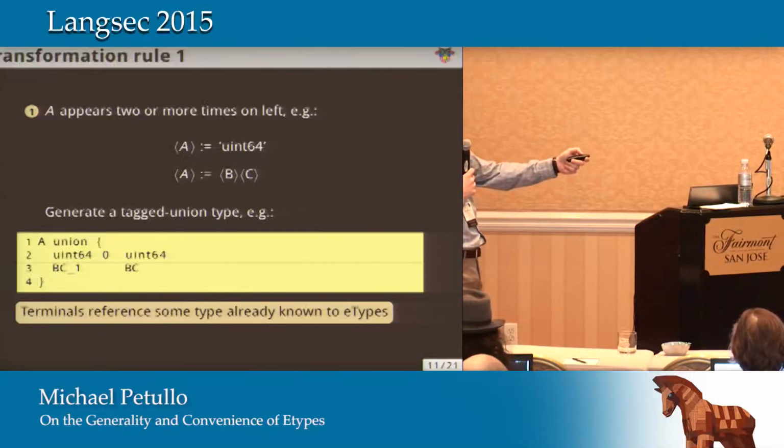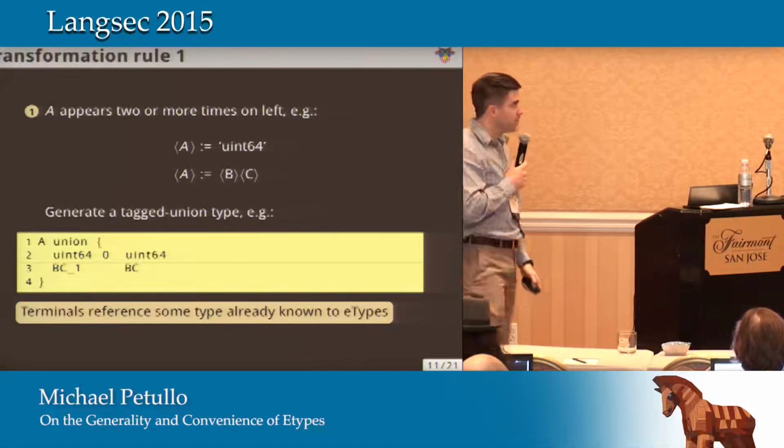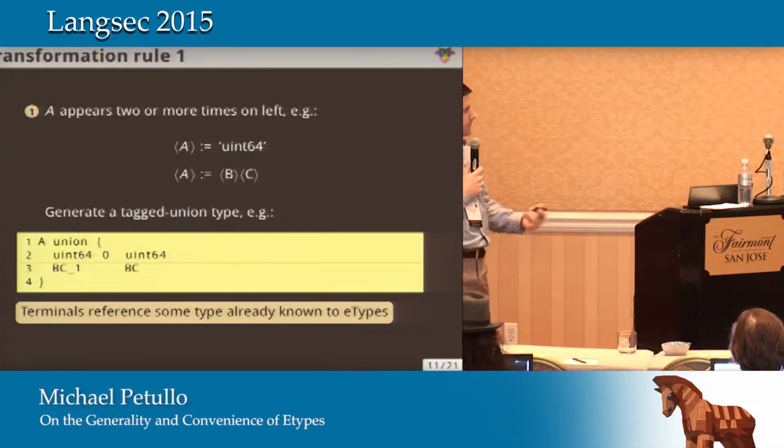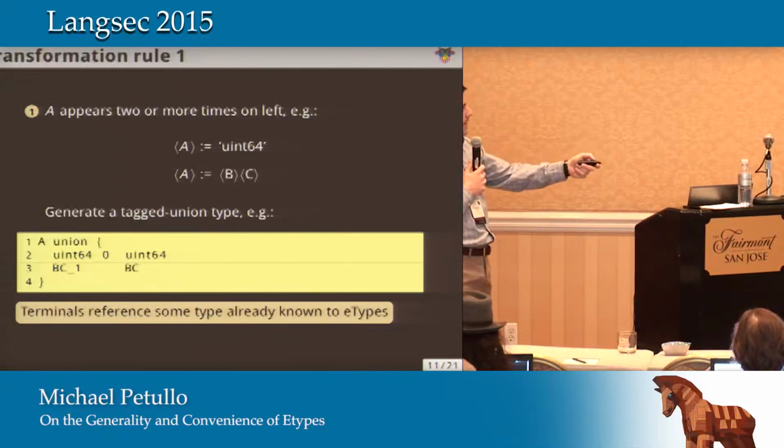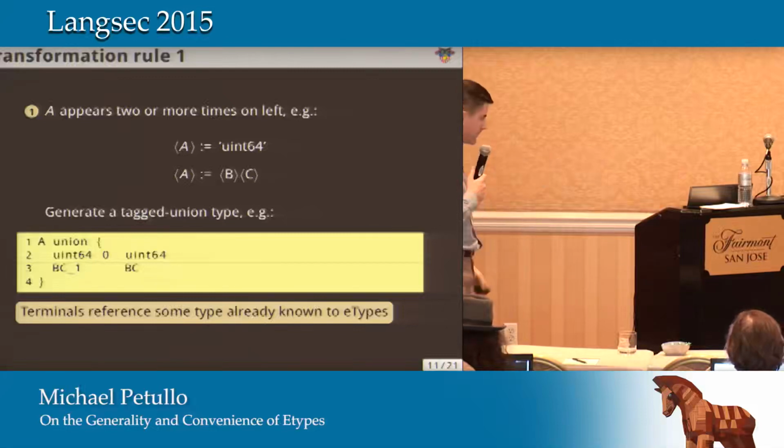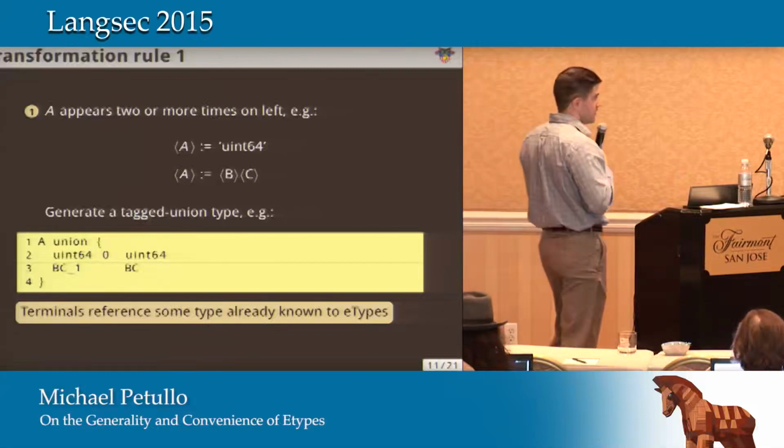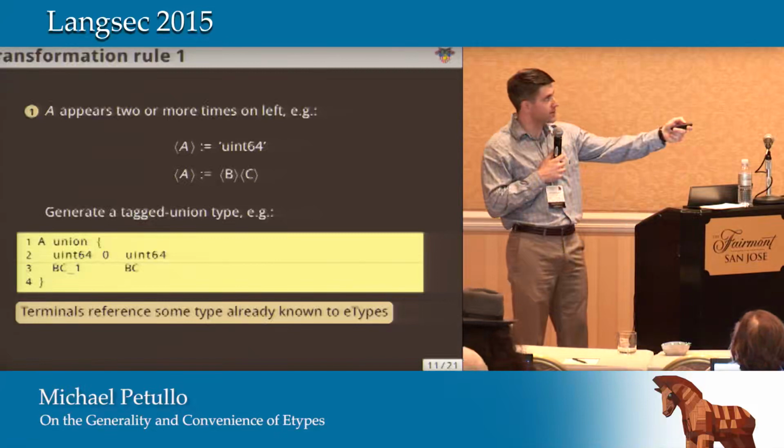You know, either A can be the terminal uint64 or A can be essentially BC. All right. And what we do when we see that is we generate a tagged union. Okay, and we call that union A, and it's got 2 options. The first option is the uint64, and the other one is the BC. Okay, so I should take a moment to describe what we're looking at here with the terminals.